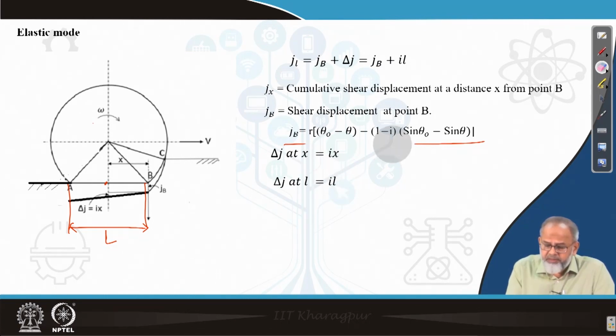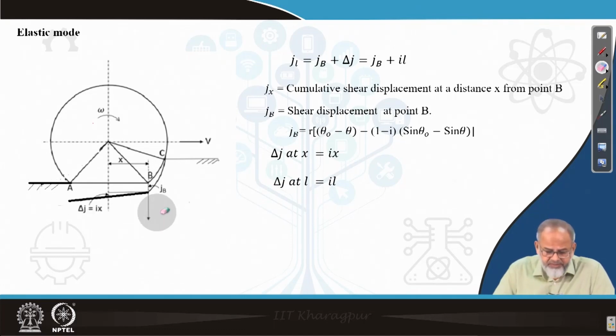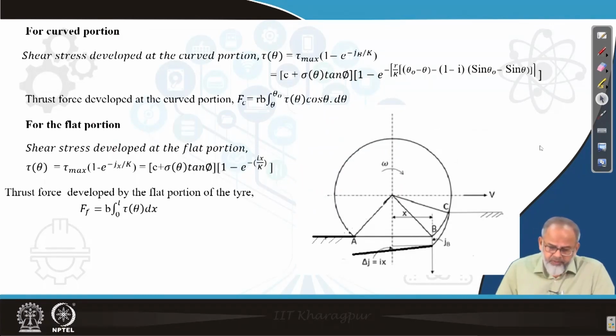Now next thing is, only shear displacement will not help you. We have to find out what is the shear stress which is prevailing under the flat portion as well as on the curved portion. So for the curved portion, again we have to find out what kind of soil is there. If it is a loose soil, if it is an organic terrain, or if it is a compact sand, then we have three different kinds of relationship available. So based on that, we have to find out the relationship between shear stress and shear displacement.